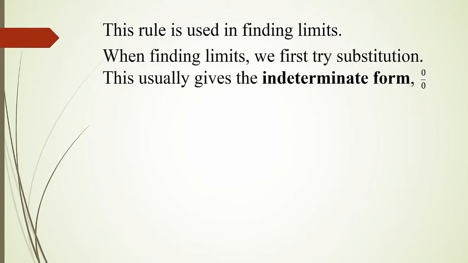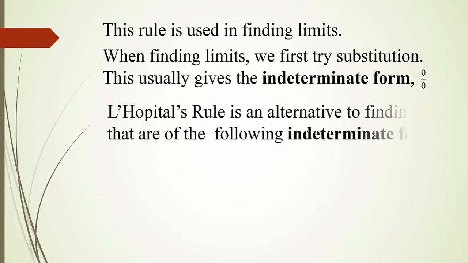Remember, when finding limits, as you've been seeing in calculus, the first thing you try to do is substitution. And most of the time, substitution gave you the indeterminate form 0 over 0. When you saw 0 over 0 in the past, maybe you went through some algebra manipulations. Maybe there was some factoring you did, or if trig was involved, you used trig identities. But there was always some sort of work you had to do.